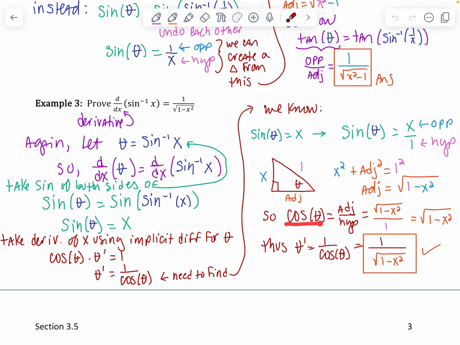so that now when I need to know the cosine of theta, and by definition, SOHCAHTOA, the cosine is the adjacent over the hypotenuse, I have a triangle where the adjacent I just found to be the square root of 1 minus x squared. The hypotenuse is 1, so anything over 1 is itself. And the derivative, we said, is to put that cosine in the denominator. So we're going to put the square root of 1 minus x squared in the denominator. We have just proven the derivative of the inverse sine of x.